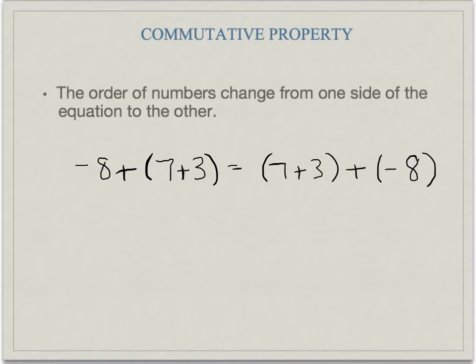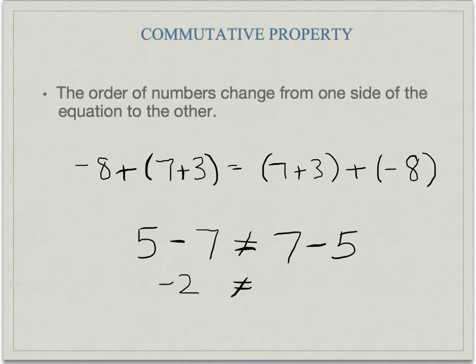This only holds true, again, for multiplication and addition, and I will show you why. Here I performed a commutative property, but on a subtraction problem. 5 minus 7 is negative 2, and negative 2 does not equal 7 minus 5, which is 2. As you can see, commutative property does not work for subtraction, and it does not work for division either. It only works for multiplication and addition.